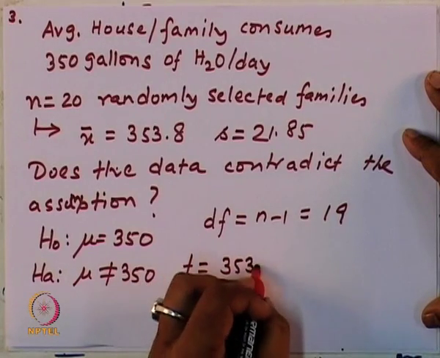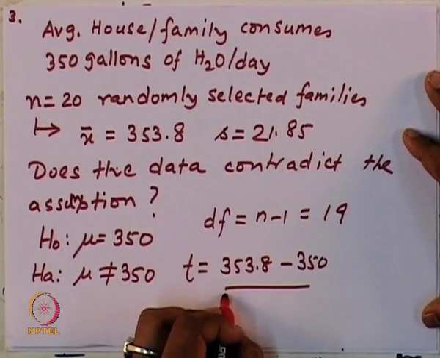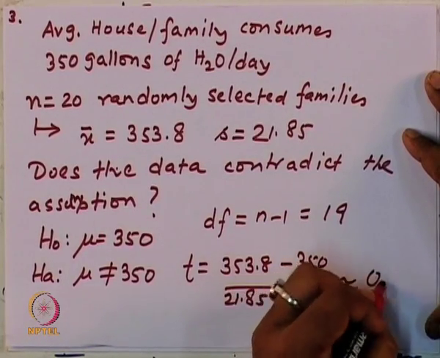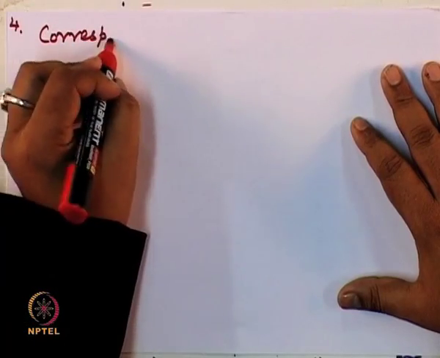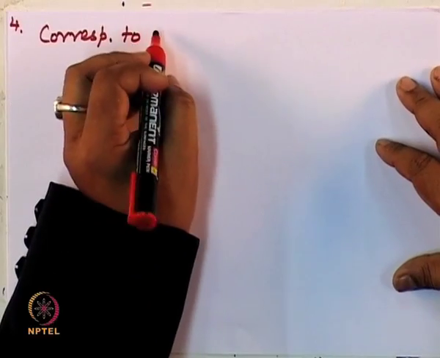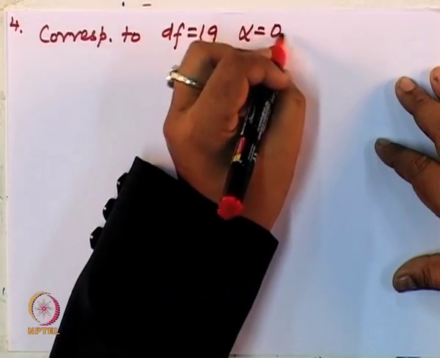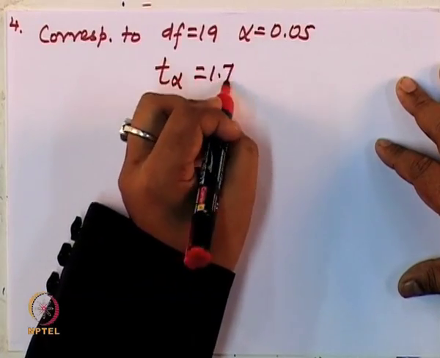is 353.8 minus 350 by 21.85 divided by root of 20, which is approximately 0.78. Okay. And corresponding to df equal to 19 and alpha equal to 0.05, you can find out t of alpha is 1.73.